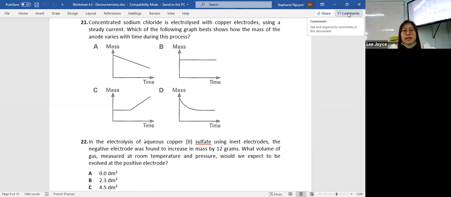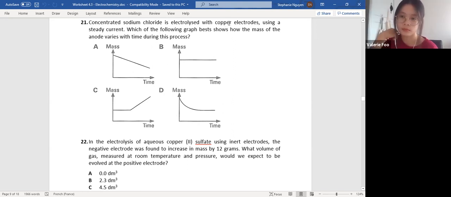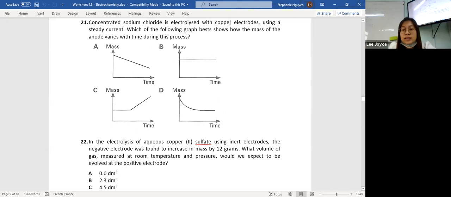Now, because it says that it is the concentrated sodium chloride, in a concentrated electrolyte we said that the chloride is more preferred to be discharged over the hydroxides. So you should have the chloride discharged at the anode. Agree? But then, don't you see that we are not using an inert electrode? We're actually using an active electrode, that is the copper electrode. So this copper electrode will get oxidized.